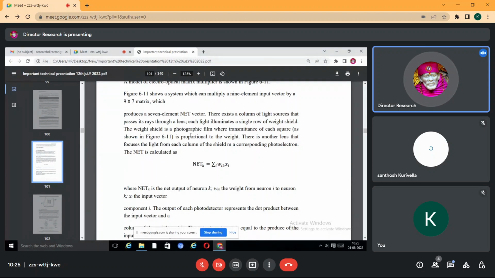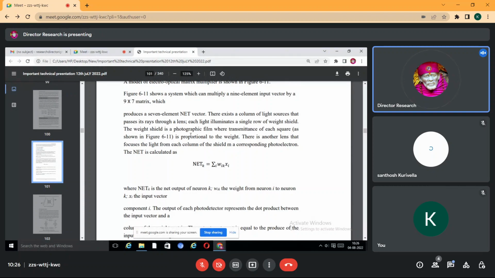One lens is on the column of light sources, and the light passes through it. Each light illuminates a single row of the white shield. Another lens focuses the light from each column of the shield onto a corresponding photodetector. Like that, there are two sets. It's a net equation.